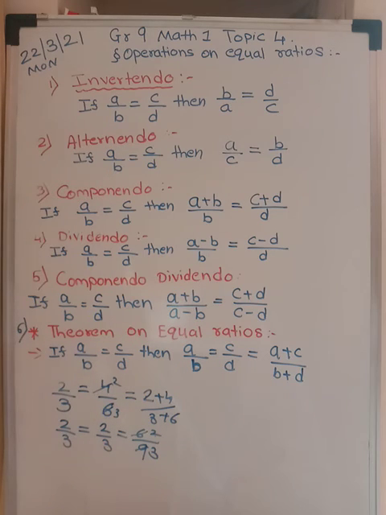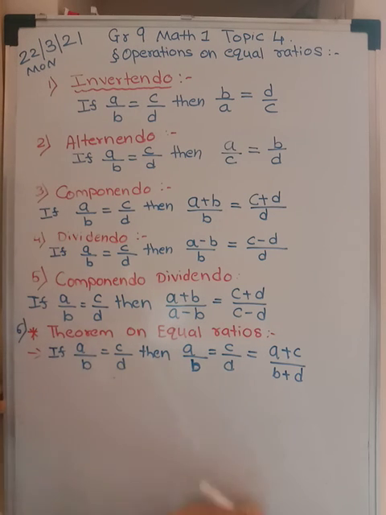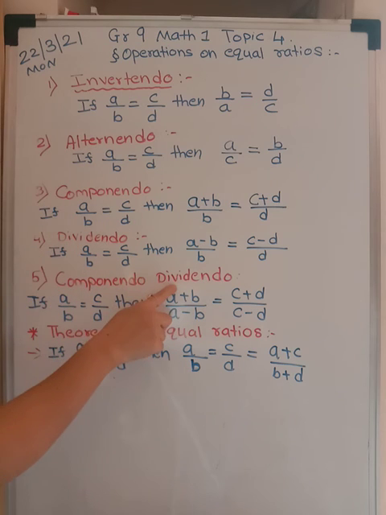Okay. So did you get the difference between theorem on equal ratio and all these operations on equal ratios? Operations on equal ratios are only up till here. Componendo, dividendo, this is entirely different topic. Alright. So you make it as a star like this. Draw a line over here and write theorem on equal ratio. Is this clear? Okay. So which 5 operations we have seen? Invertendo, alternando, componendo, dividendo and componendo-dividendo.